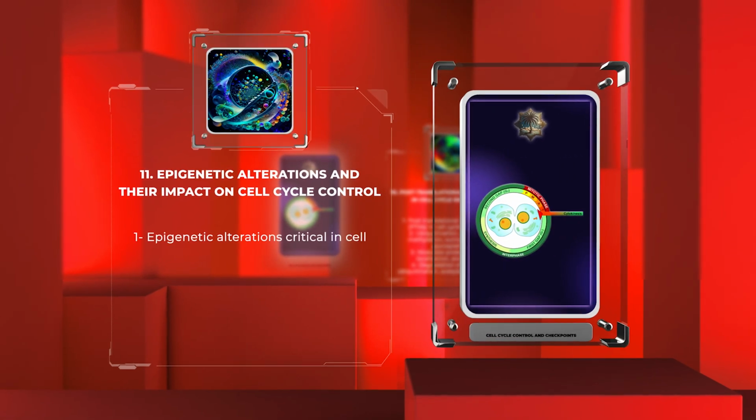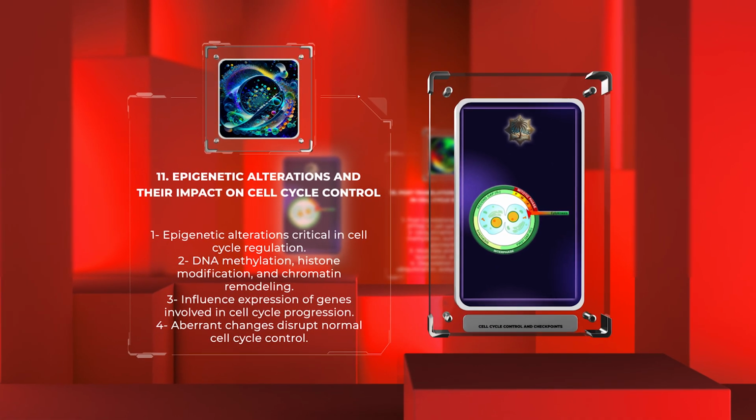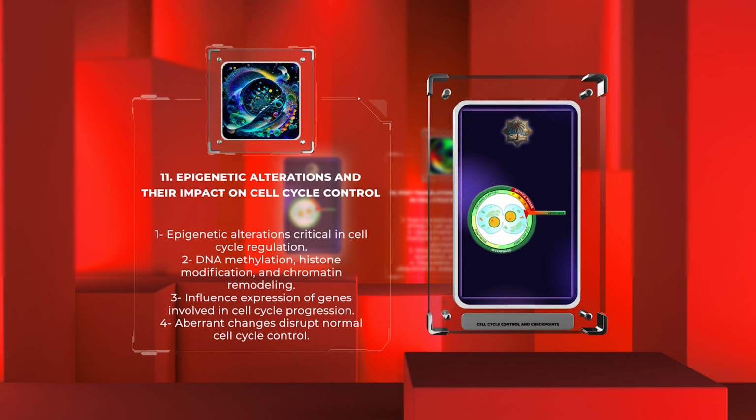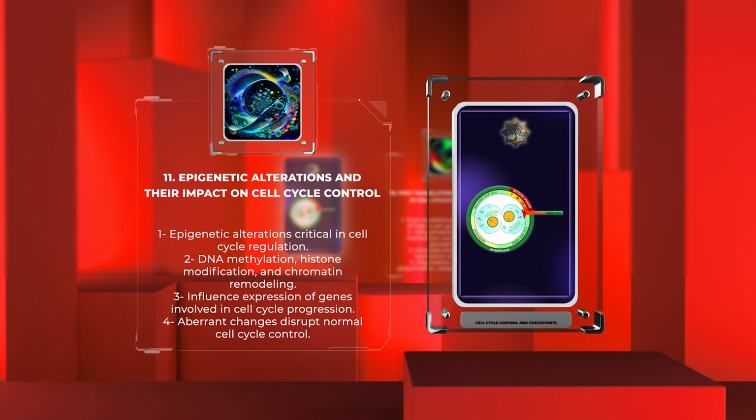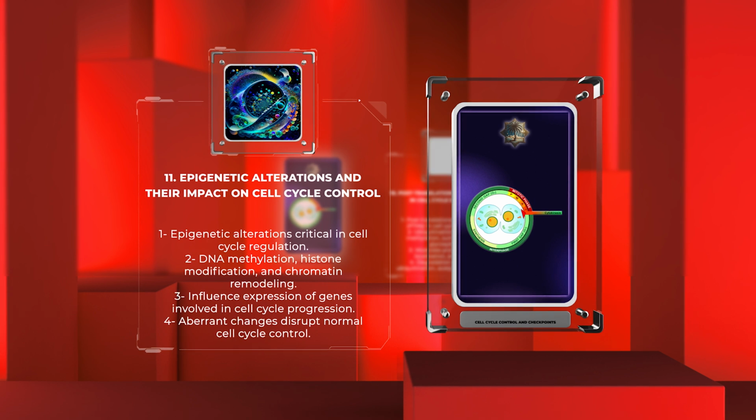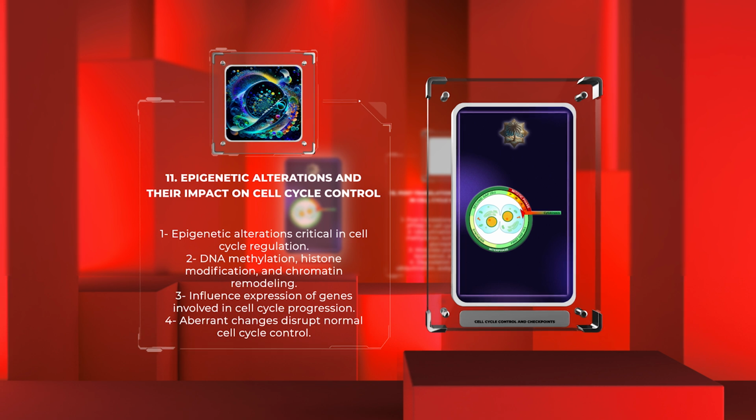Epigenetic alterations, such as DNA methylation, histone modification, and chromatin remodeling, have emerged as critical players in cell cycle regulation. These modifications can influence the expression of genes involved in cell cycle progression, DNA repair, and checkpoint activation. Aberrant epigenetic changes can disrupt normal cell cycle control, leading to uncontrolled proliferation or inadequate response to DNA damage. The study of epigenetic modifications and their impact on cell cycle regulation provides valuable insights into the development of novel therapeutic strategies that target these alterations in cancer and other diseases.